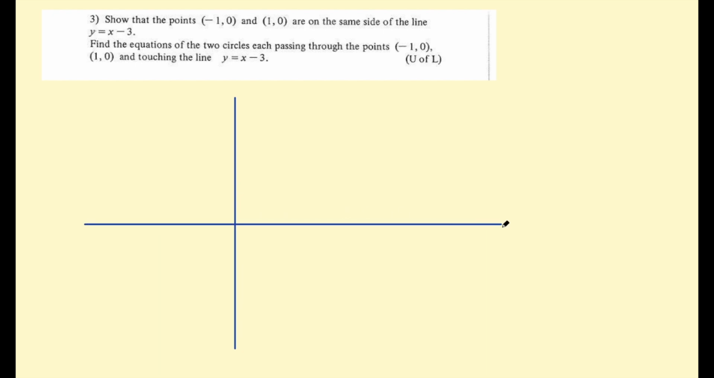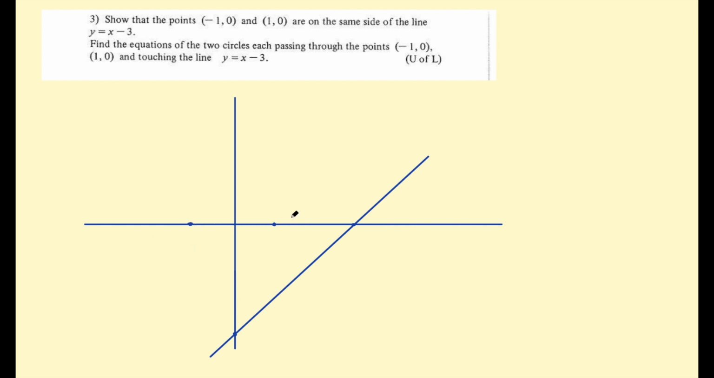So I'll confess, I'm not exactly sure what they mean, show that the points negative 1, 0 and 1, 0 are on the same side of the line. But I'm just going to draw a diagram here. So y equals x take 3 intersects the y-axis at negative 3 and has a gradient of 1. So something like that. And I guess what you could do to show that is show that they both lie to the left of the x-intercept and both lie above the y-intercept. But I'm just going to show you on the diagram. It's pretty clear they're on the same side.